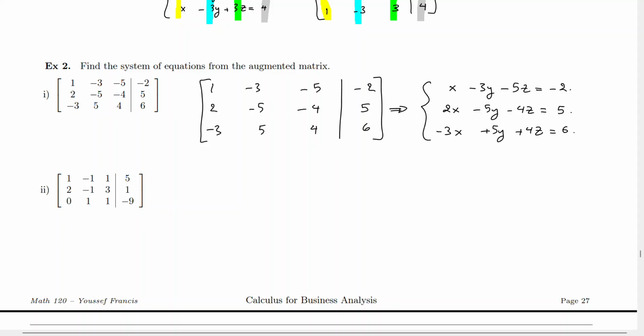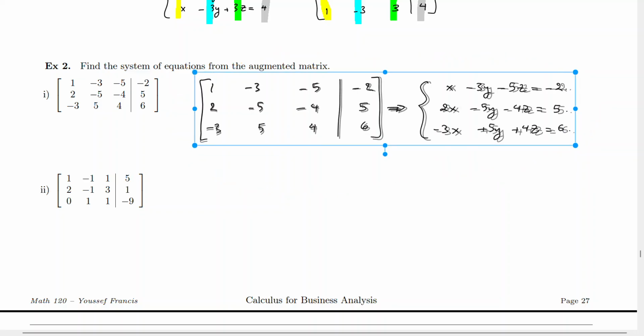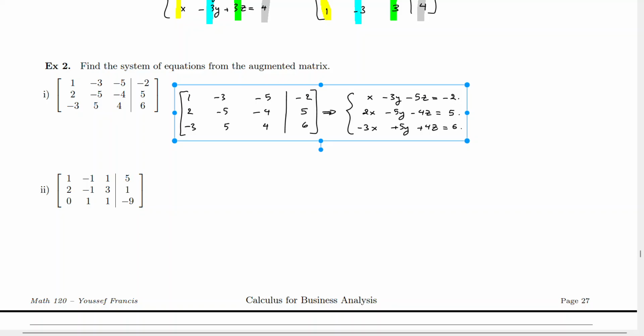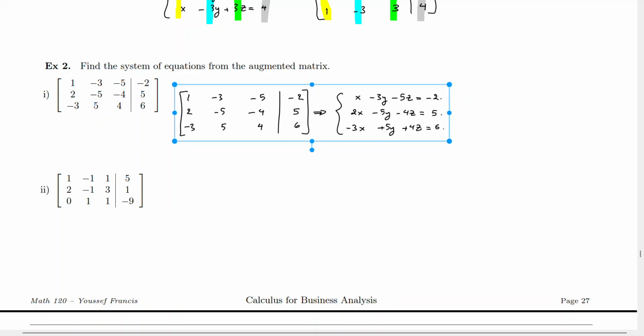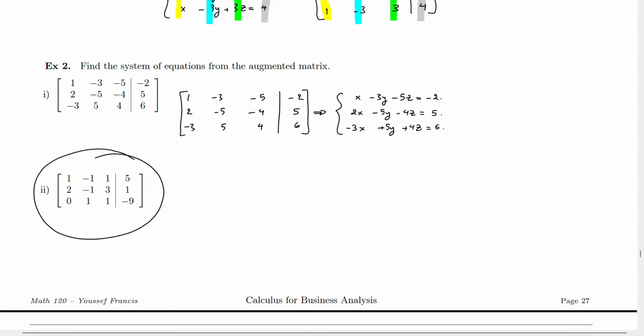So as you can see, we start off with 3 rows, 4 columns, and we end up with 3 equations at the end with 3 variables in them. So I want you to pause the video at this point in time and see if you can translate the next problem from a matrix into a system, and I'll give the answer in a few seconds. I'll give you a chance to pause here and figure it out for yourself first.